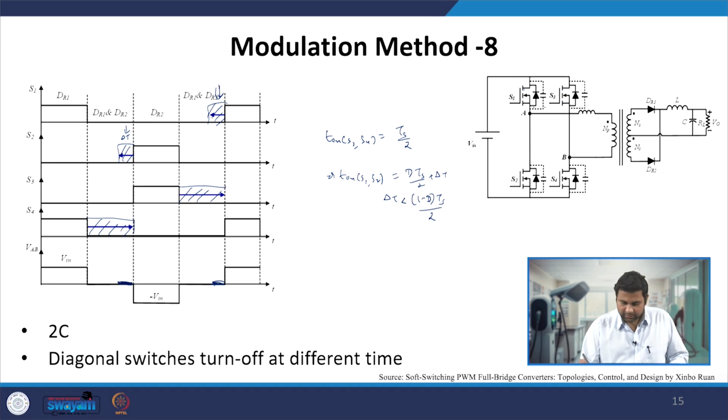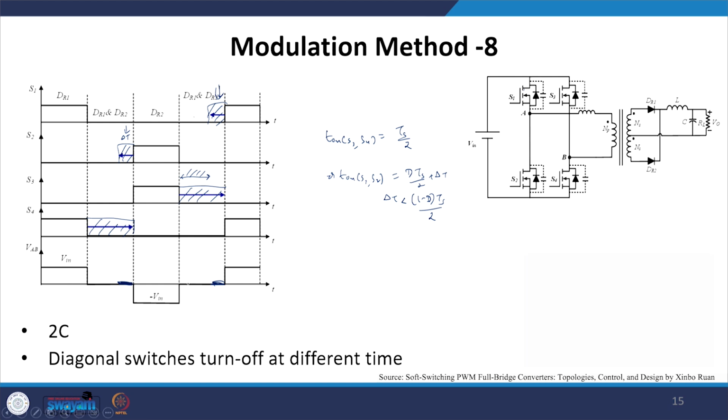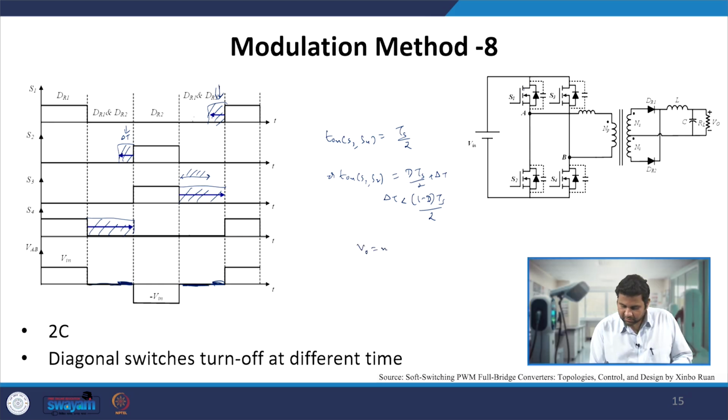However, in other times, during this period from here to here, what we are seeing is that only one of the switches' turn on time is changed, however the other switches' turn on time is not changed. So that is why VAB will still be 0. So we can say that V0 is unchanged, which is nothing but N times VD. This is possibility number 2 from the leading leg and possibility number C from the lagging leg side. And here again, the turn off instances in diagonal switches S1 and S4 are at different times, S2 and S3 are at different times.